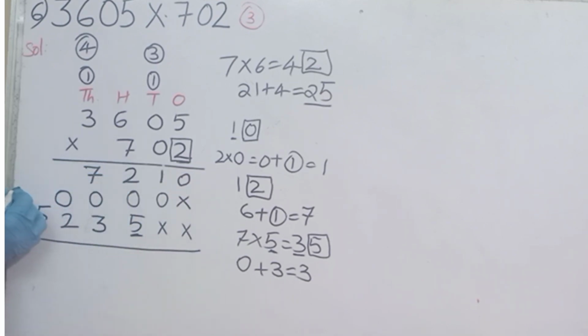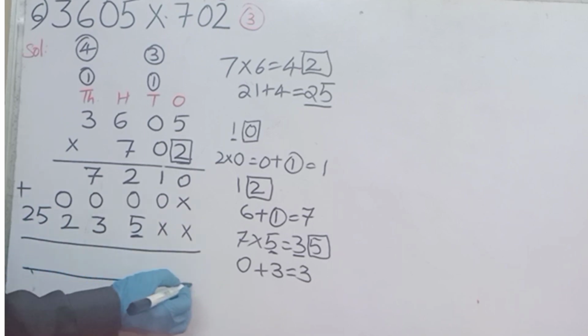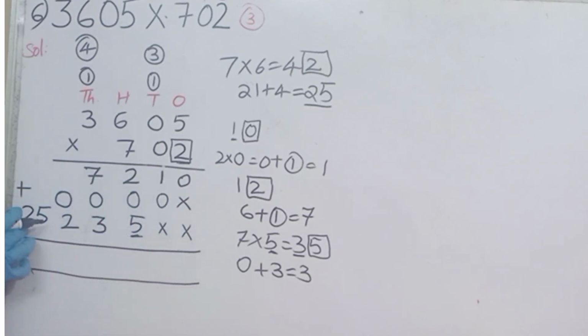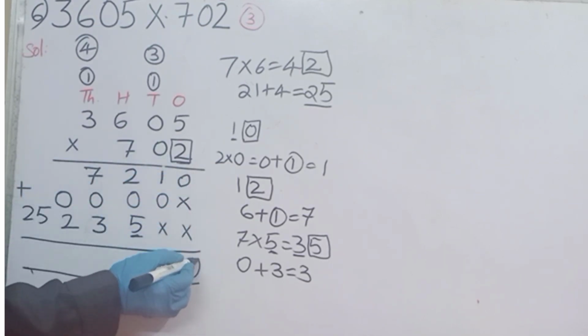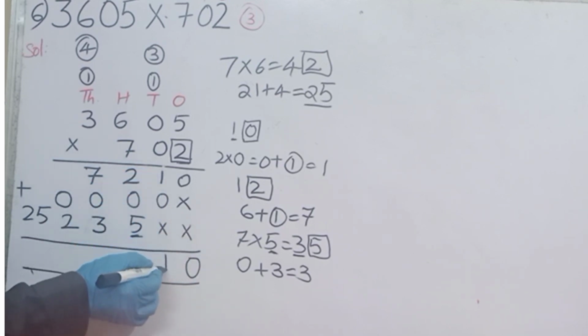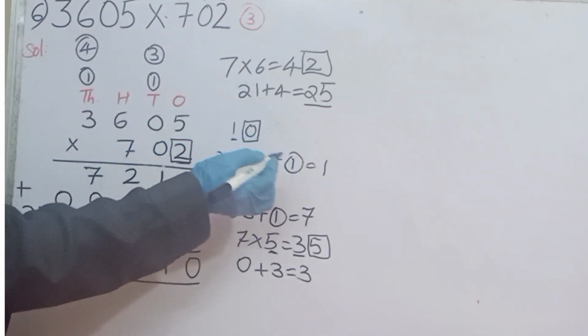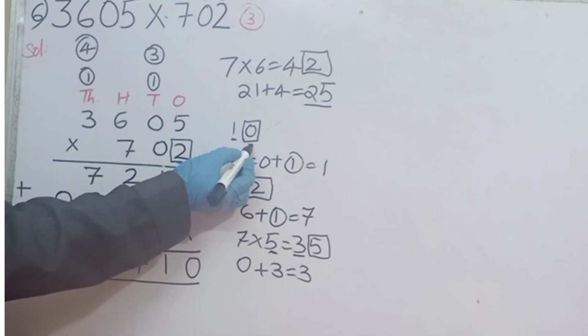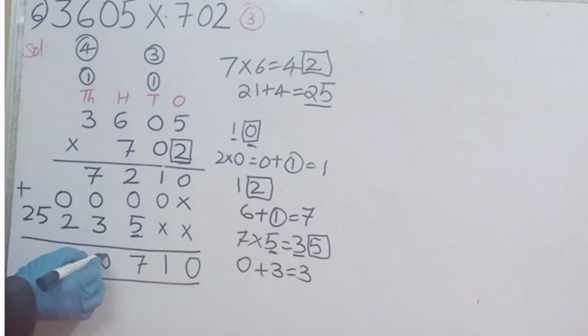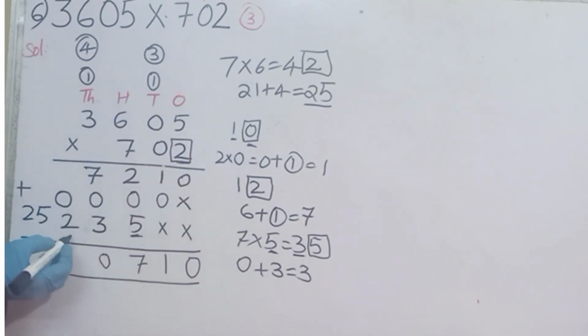We have to add all these things and write the answer. I left some space here for carry. 0 plus nothing is 0. 1 plus 0 is 1. 2 plus 5 is 7. 7 plus 3 is 10. Whenever we get a 2-digit number, only the ones place number will be written, and the tens place number will go as a carry to its beside number. Okay, 2 plus 1, 3, 5, 2. Okay students, is it clear now?